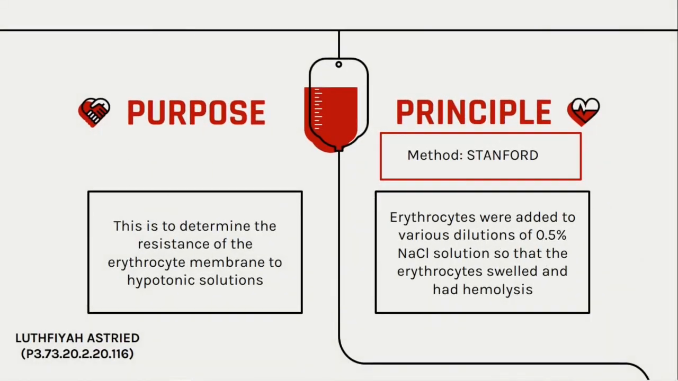Okay, I will explain the purpose of the blood hemolysis test. This is to determine the resistance of the erythrocyte membrane to hypotonic solutions. And next, the principle of the method is Stanford: erythrocytes were added to various dilutions of 0.5% sodium chloride solution so that the erythrocytes swelled and underwent hemolysis.